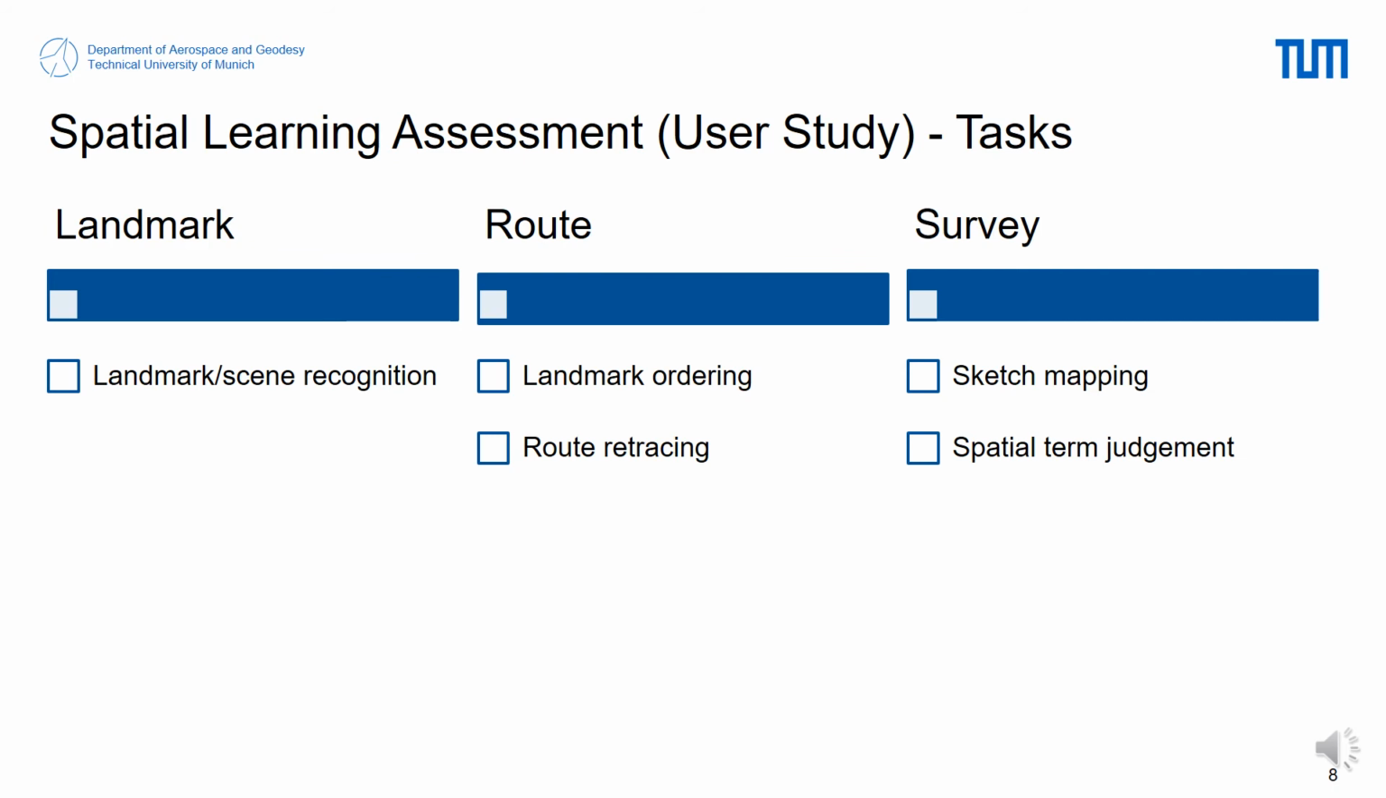For the tasks, they are usually designed to assess the landmark, route, and survey knowledge separately. For the landmark knowledge, landmark or scene recognition tasks are usually used. Landmark ordering and route retracing tasks are aimed to test the route knowledge. For the survey knowledge assessment, sketch mapping and spatial term judgment are usually used.